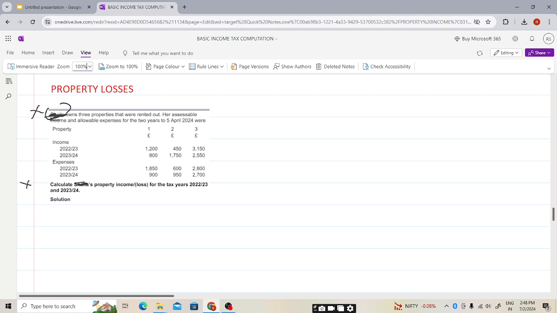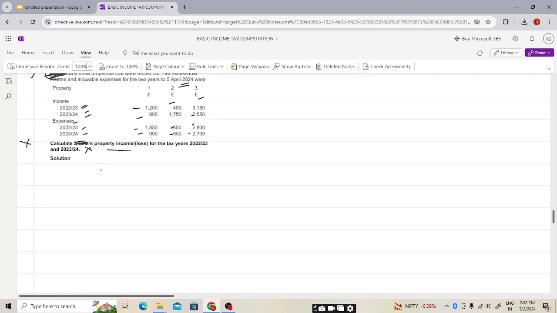X owns 3 properties that were rented out. Her assessable income and allowed expenses for 2 years to 5th April were given. The 2 years of income they have given us: income for 22-23 and 23-24, for property 1, property 2, property 3. Expenses they have given. Everything they have given. So now we need to calculate X's property income and loss for the tax years 22-23 and 23-24.